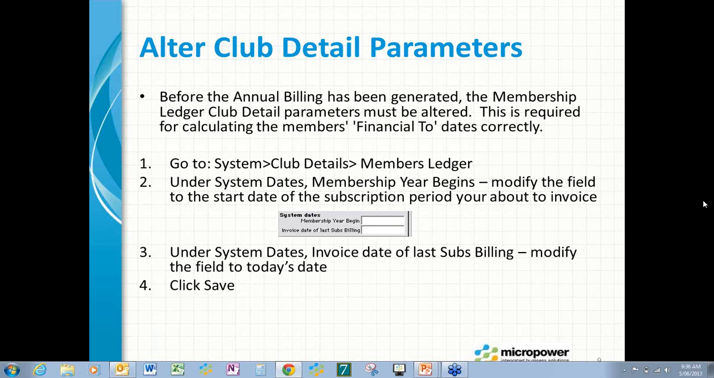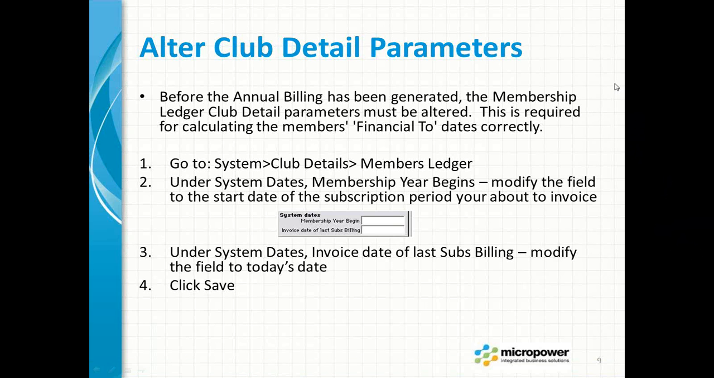Step 7 in the process is to alter the club details. Before the annual billing process is generated, member ledger details need to be changed, and this is to calculate the financial dates.